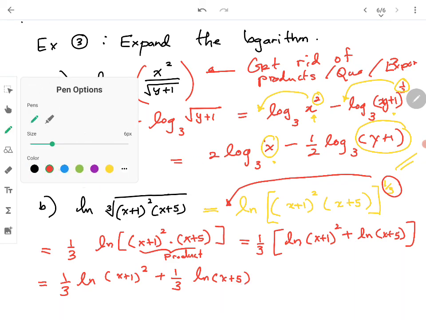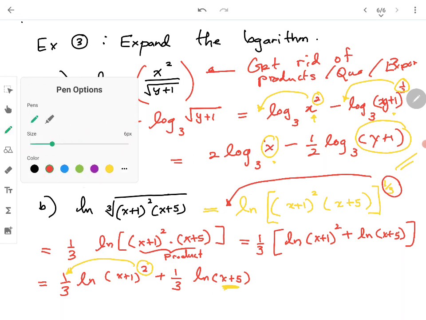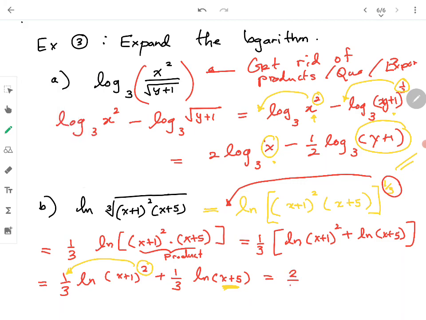And here again we are still not done because the first term there is still a power, so you need to move that 2 in front. The second term is done, there's no products, quotients, or exponents. So moving 2 to the front, you get 2 thirds natural log x plus 1 plus 1 third natural log x plus 5. Okay, so those are examples on how to expand the logarithm.